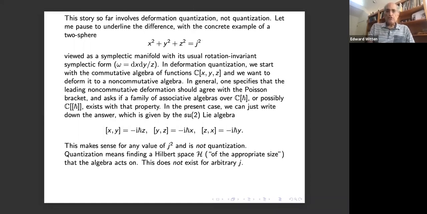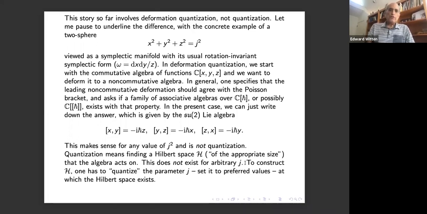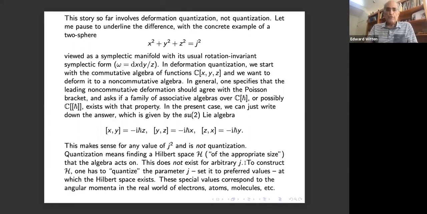So such a Hilbert space does not exist for arbitrary j. To construct H, we have to quantize the parameter j. Quantizing the parameter j means setting it to preferred values at which the Hilbert space exists. Those special values are the values of the angular momentum in the real world of electrons, atoms, and molecules. In this slide, what I've told you is why the subject is called quantization. It's quantization when you quantize the parameters and construct the Hilbert space. Before you do that, you have deformation quantization.